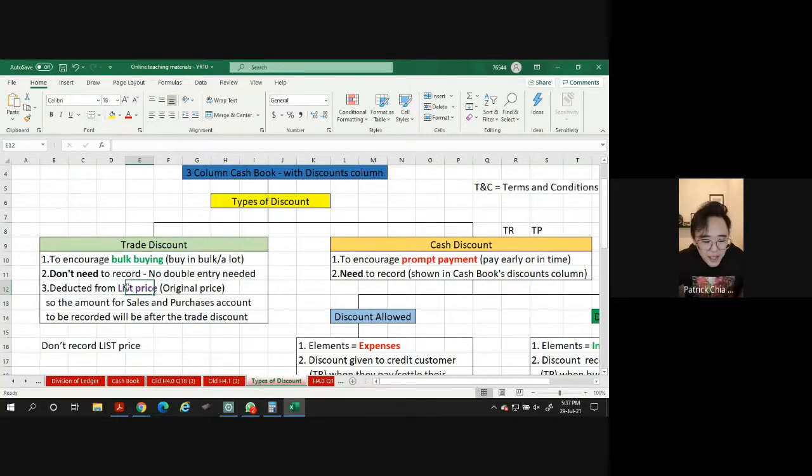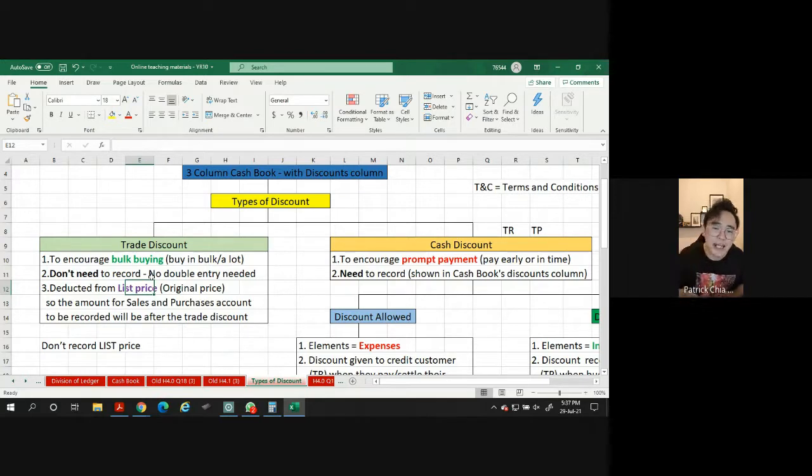Our trade discount is similar to when you go shopping mall, you see H&M, you see Uniqlo, wow, doing sales now, 90%, 80%, so happy. You go inside, you sure buy, you won't just buy one, right? If possible, you buy a lot because they are having sales now. So their sales is actually trade discount, because they want to encourage you to buy a lot.